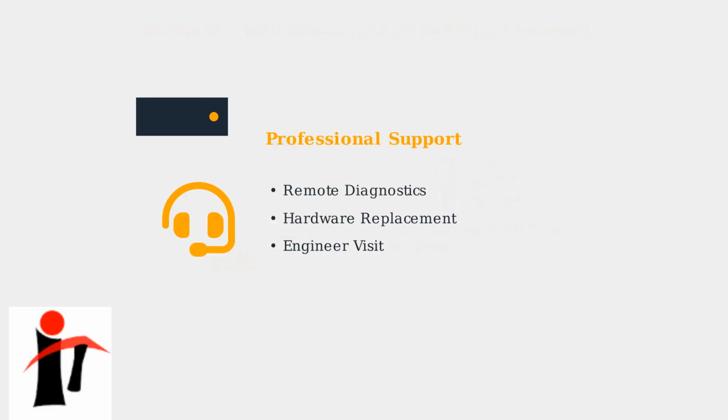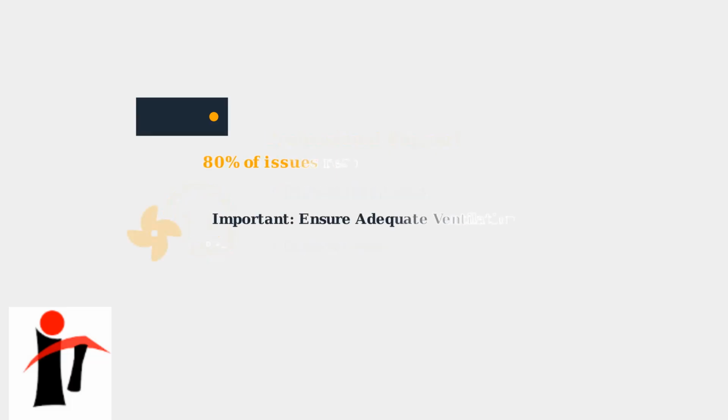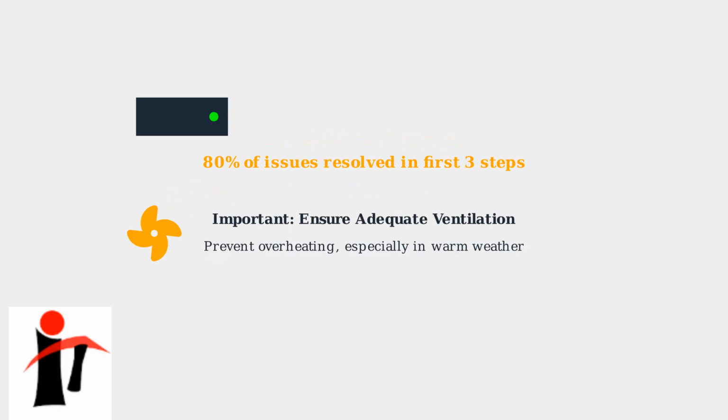If these steps don't resolve the issue, contact EE Professional Support. They can provide remote diagnostics, arrange hardware replacement, or schedule an engineer visit if necessary. Remember that 80% of orange light issues are resolved within the first 3 troubleshooting steps. Also, ensure your box has adequate ventilation to prevent overheating, especially during warmer months.